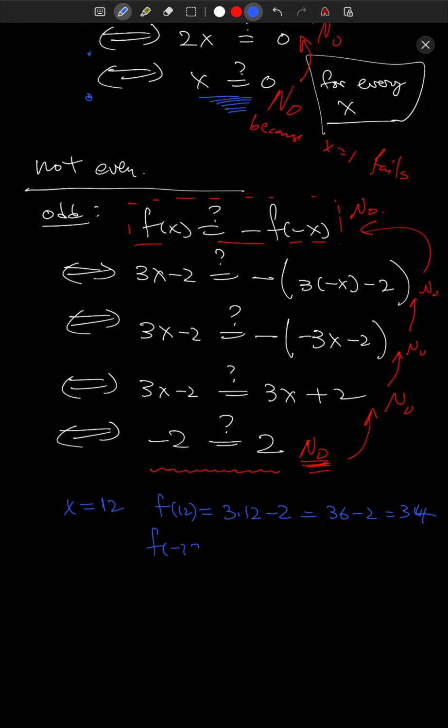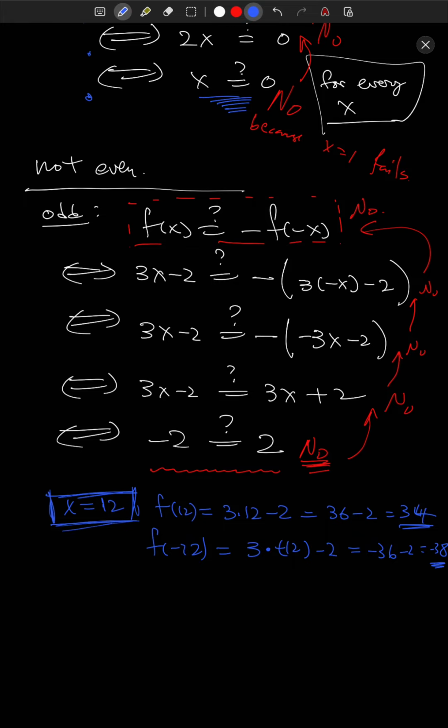F of negative 12 is 3 times minus 12 minus 2, equals minus 36 minus 2, equals minus 38, right? These two values, 34 and minus 38, are not negatives of each other. And so this is an explicit example of a value where you don't have the correct type of symmetry.